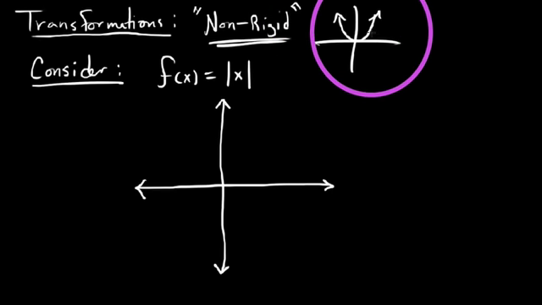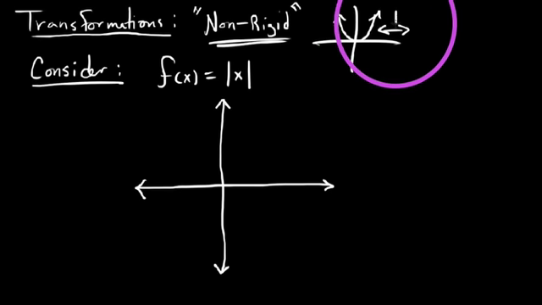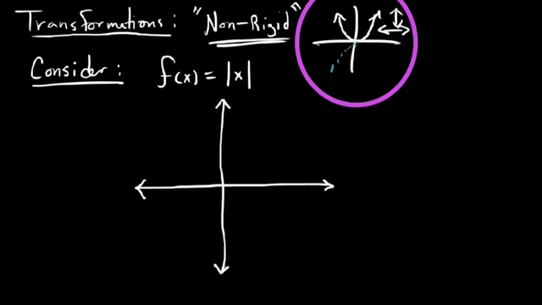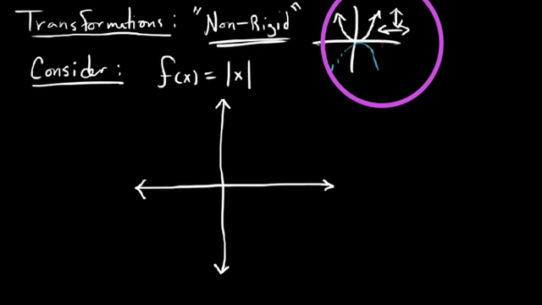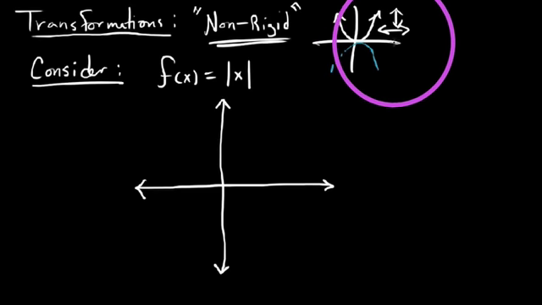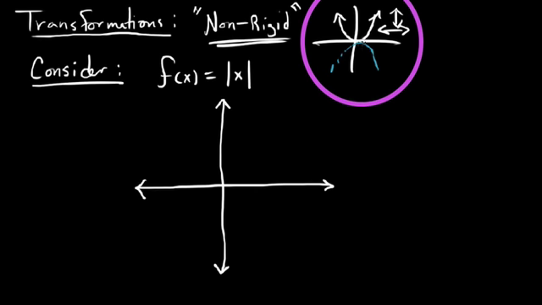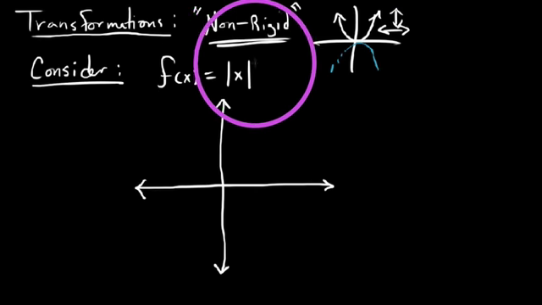A rigid transformation would be any transformation that maybe shifts it left or right, so moves it rigidly about the plane, or maybe even reflects it. Maybe if we reflected it, it would open down, or be reflected about the y-axis or about the origin. Regardless, rigid transformations are rigid because they are, for lack of a better word, rigid. So anyway, we're going to be discussing non-rigid transformations.